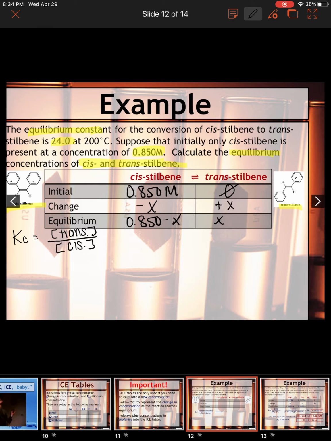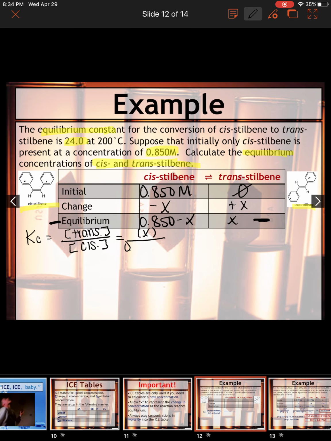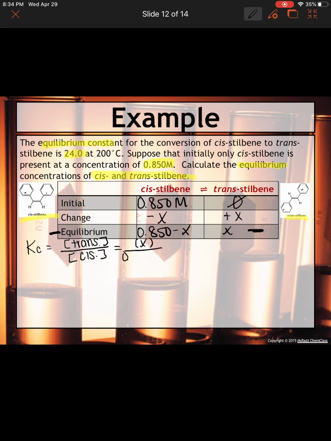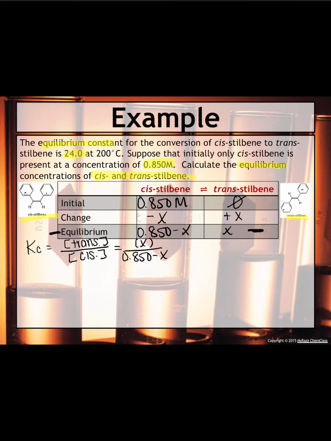So now let's go ahead and fill this in. So at equilibrium, which is here, my trans stilbene concentration is just x divided by my equilibrium concentration of cis stilbene, which is 0.850 minus x. And all of that equals my equilibrium constant of 24.